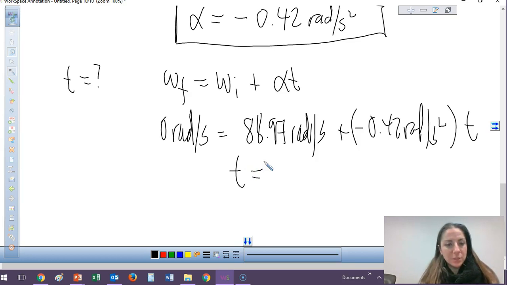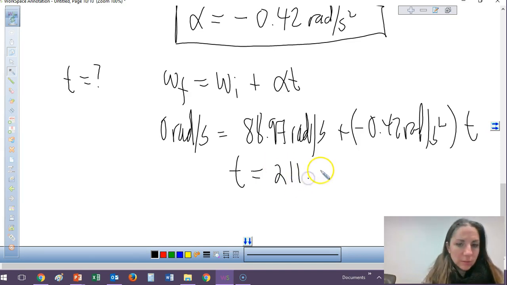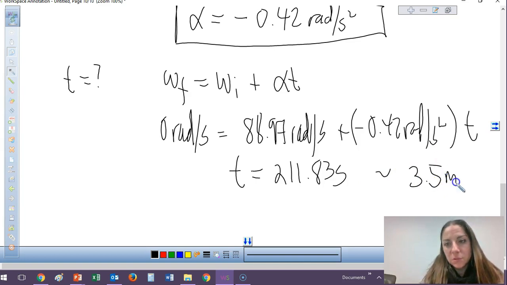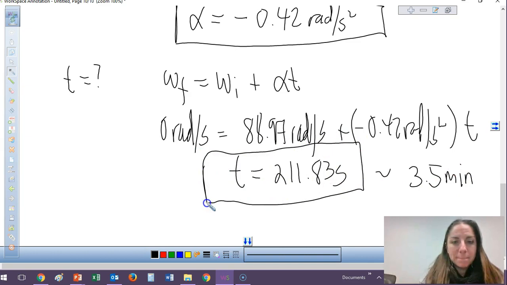Alright, if I solve for t, 88.97, move that over, becomes negative, divided by 0.42, it takes 211.83 seconds. So, just because I'm curious, this is about 3.5 minutes. Interesting. But this is the official answer, like that.